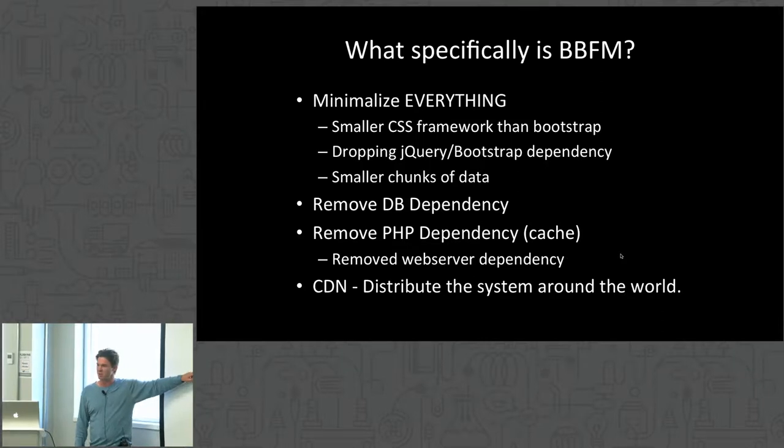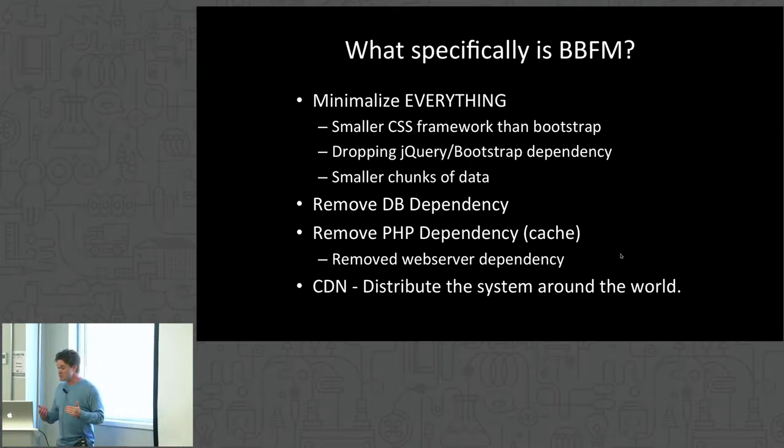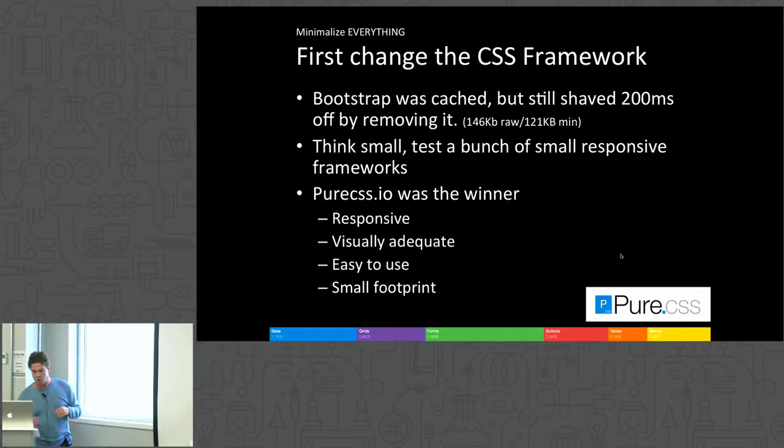And then as I was getting more and more into it, it was remove the database dependency, remove the PHP dependency, remove the web server dependency, and then just distribute everything on a content delivery network, right? What that gives us is the ability to replicate things worldwide, with pretty fast hardware that's pretty cheap to use. So first thing was change the CSS framework.